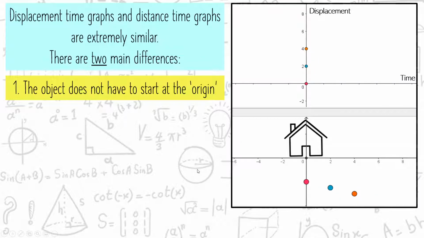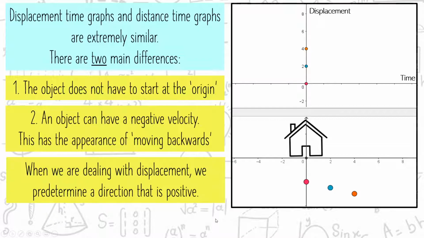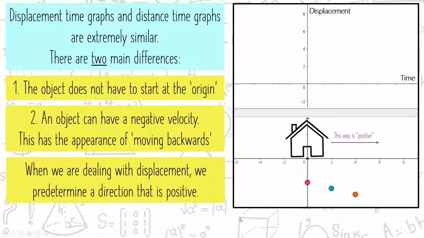The second difference is something we've already seen. An object can have a negative velocity, and this looks like the object moving backwards. And when we say that, whenever we're dealing with displacement, we predetermine, we decide in advance which way is positive, and normally that is to the right when we're working with one dimension. So we'll be able to see this move a little bit here. And see that the orange object, even though it started over here with an initial position of 4, it's moved backwards, and we'll see it move again. Fantastic, there we go.